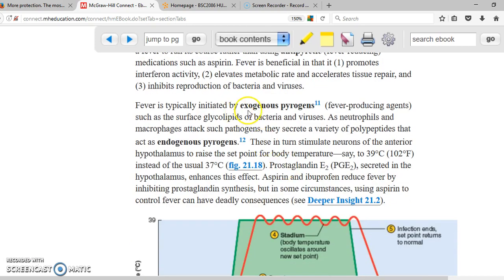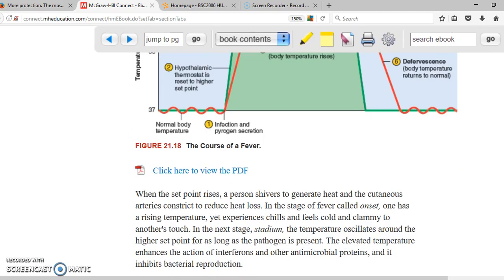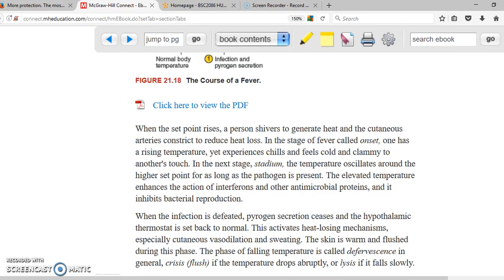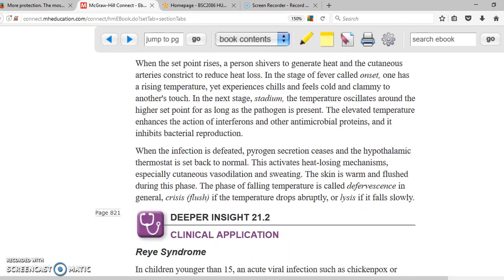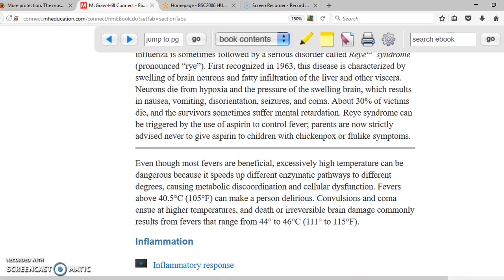Again, right here it says exogenous pyrogens. In this case, this is because of infection. Endogenous is, for example, prostaglandin, as you can see in here. Several antipyretics that we take when we have fever work by stopping the metabolism of prostaglandin. Okay, so not much to talk about in that sense.